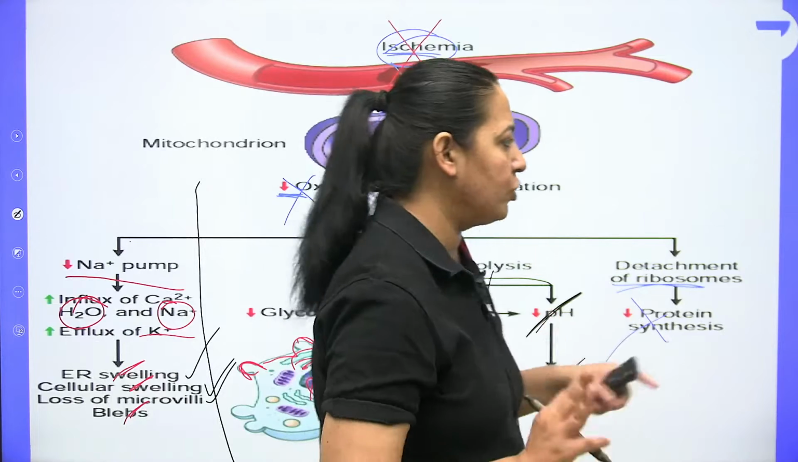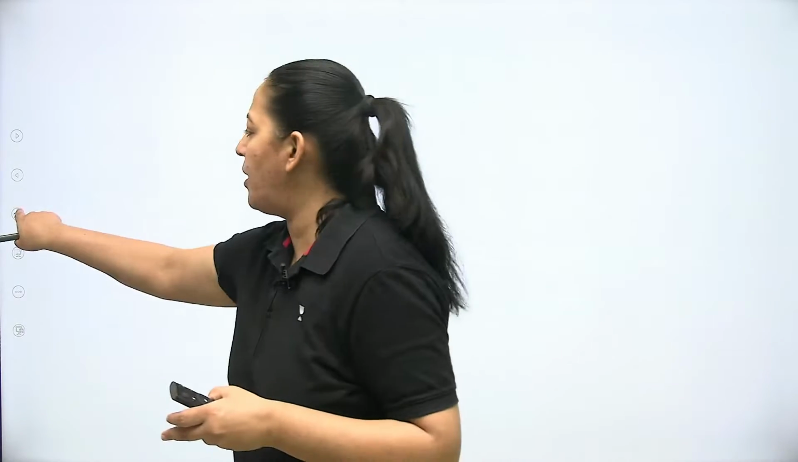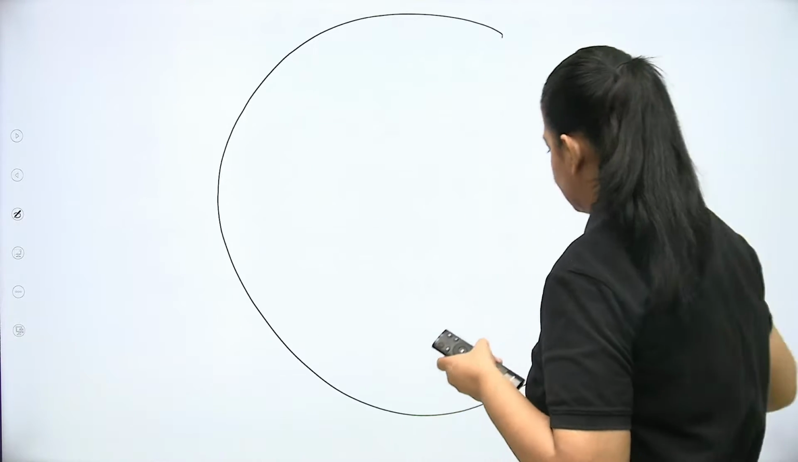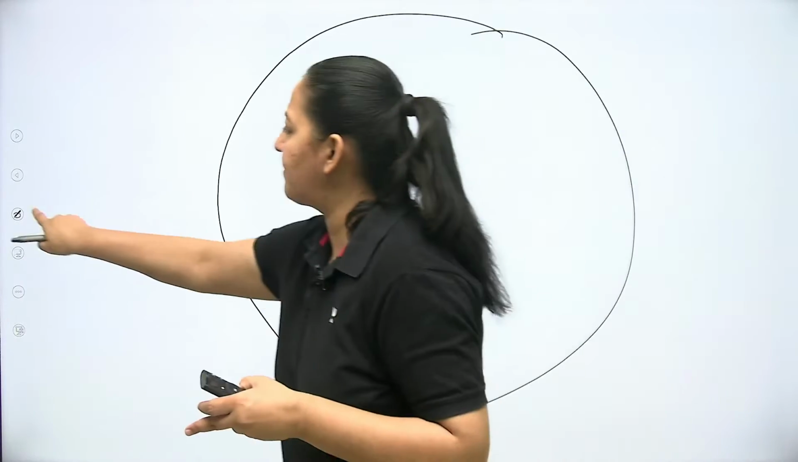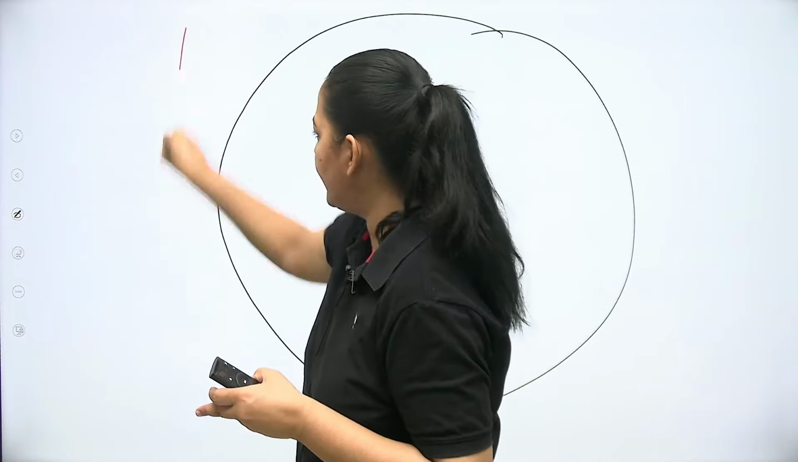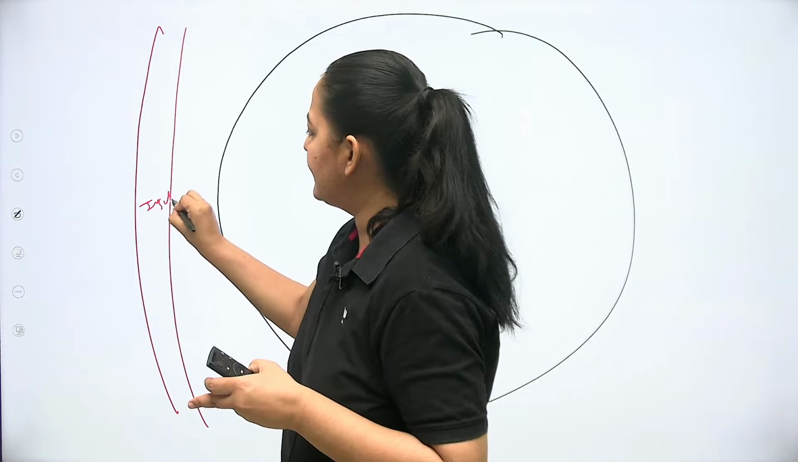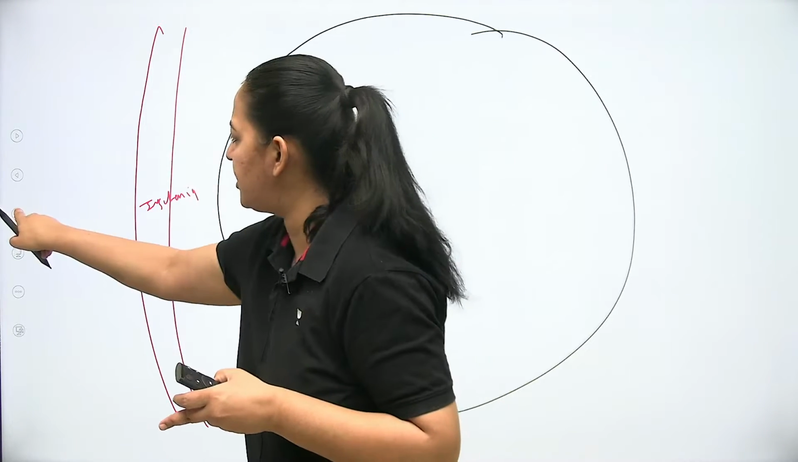So you can show all three mechanisms in one diagram. In one diagram, how will you show? Draw a big cell. I will also try in front of you only. So draw a big cell like this and draw the blood supply of this cell. In the blood supply, show there is ischemia. So there is ischemia. This cell is getting less blood because of ischemia.